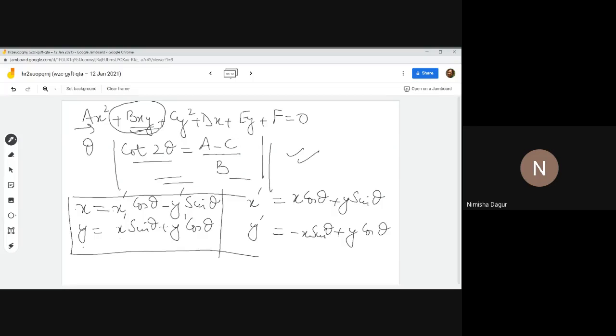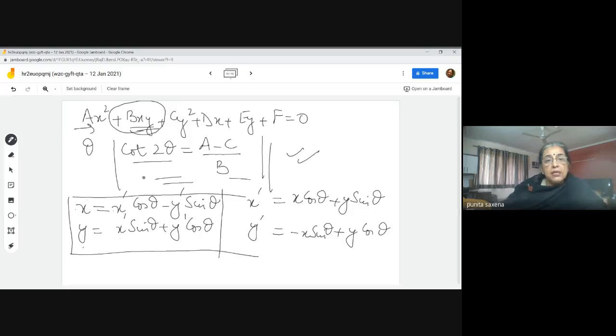So what we do is, once we have identified theta, either we use these equations or we use these equations. And in fact, it's always better to use this system of equations, because once you have identified your theta, you substitute in these two equations. So what will you get? You will get your x and y in terms of x dash and y dash. Theta we now have. Is it okay or not?